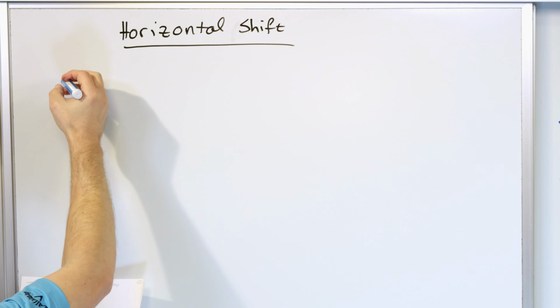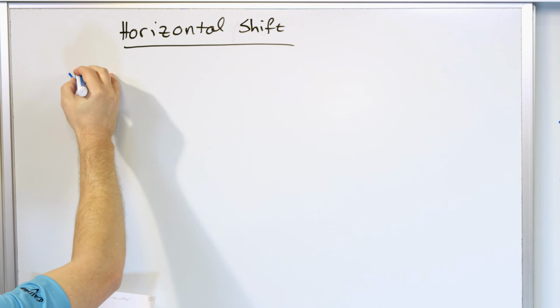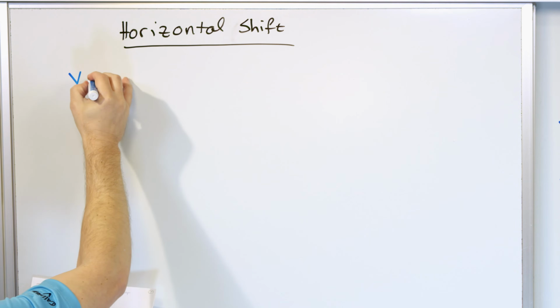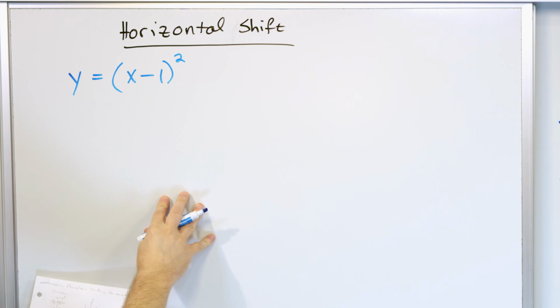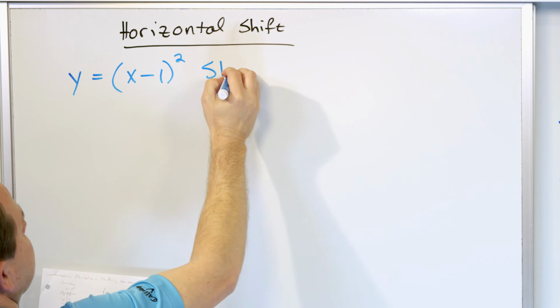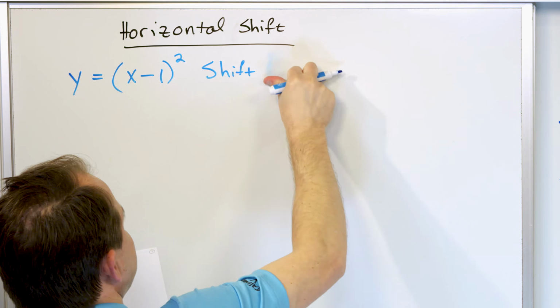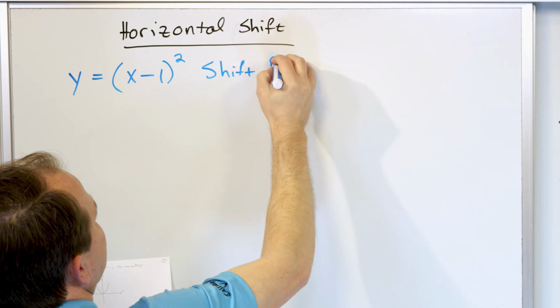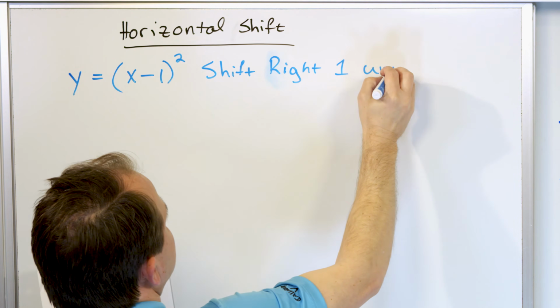The basic equation is y is equal to x squared. So if you shift horizontally, it's going to look like this. Parentheses, x minus 1, squared. Right? This is a shift right. Let me erase this actually. We're going to shift the equation right 1 unit.